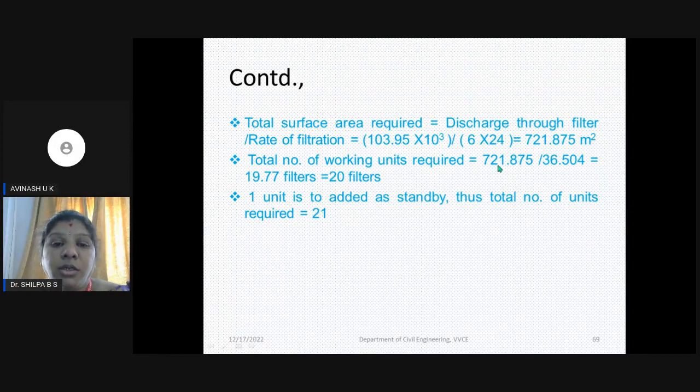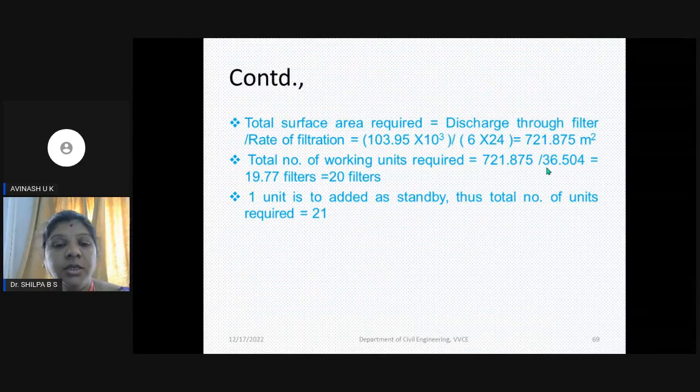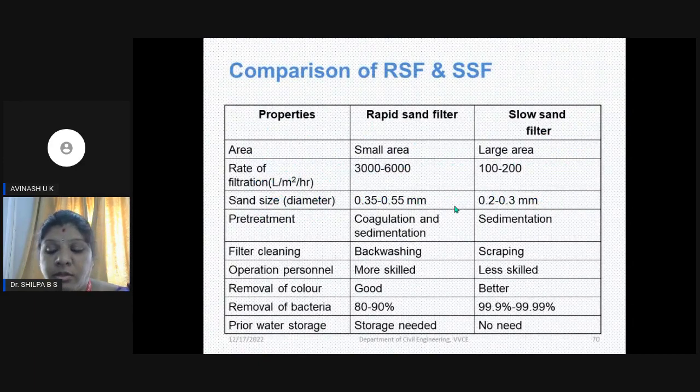And the total number of working units required is the total surface area divided by 36, the surface area of each filter. So we get the number of filters as about 20 filters. One unit is added as a standby, so totally 21 units have to be provided. This is the table which shows the comparison of rapid sand filter and slow sand filter.